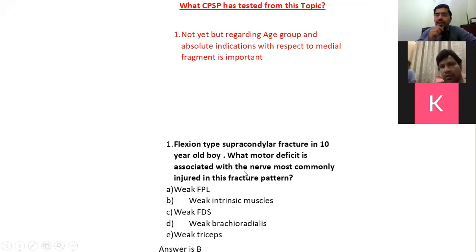And the age group is very important. Mostly it is 14 to 16 years. CPSP has not yet tested medial epicondyle fragment, but they may test.